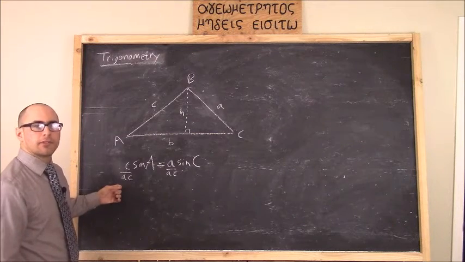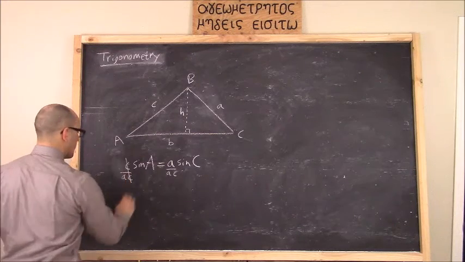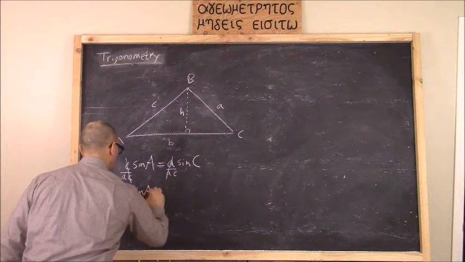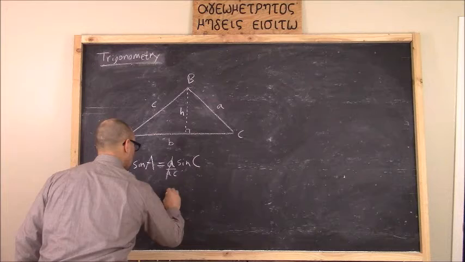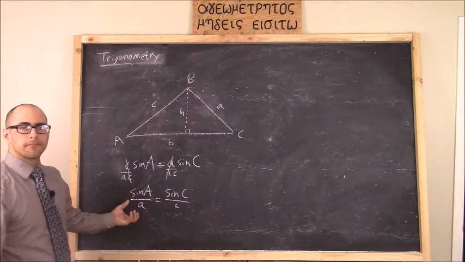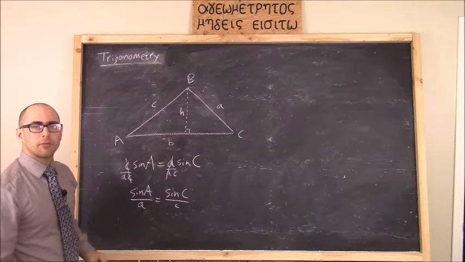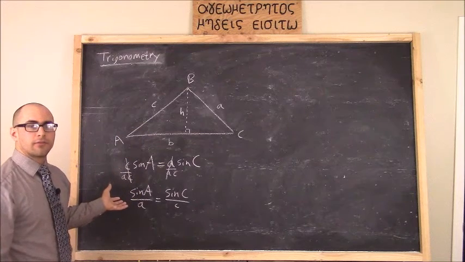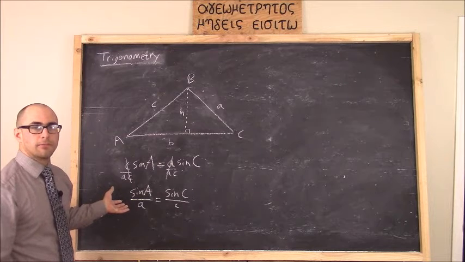Now if I divide both sides by ac, c's cancel here, a's cancel here, and I'm left with sine A divided by a is equal to sine C divided by c. You could rotate the triangle and make a similar argument for sine B over b. Thus, the derivation for the law of sines is quite simple.